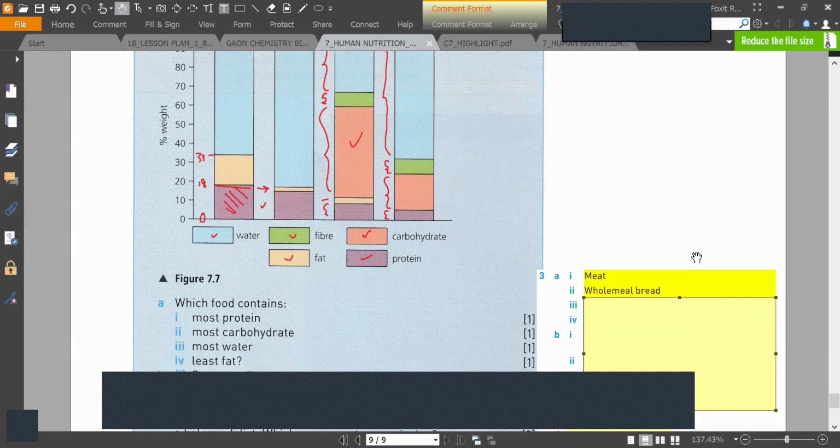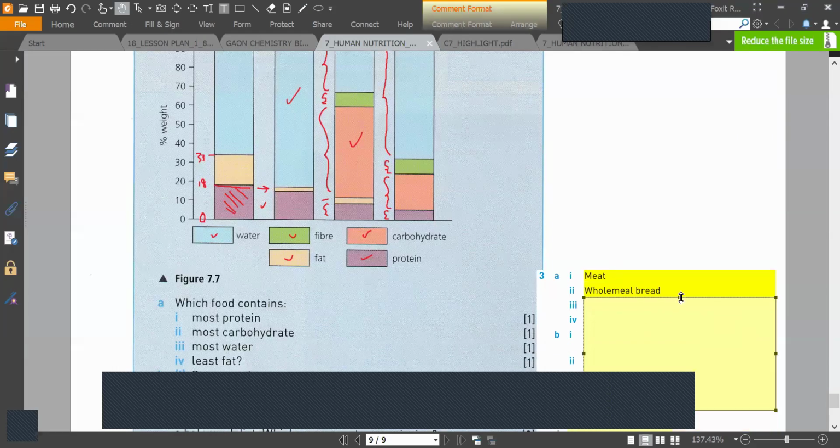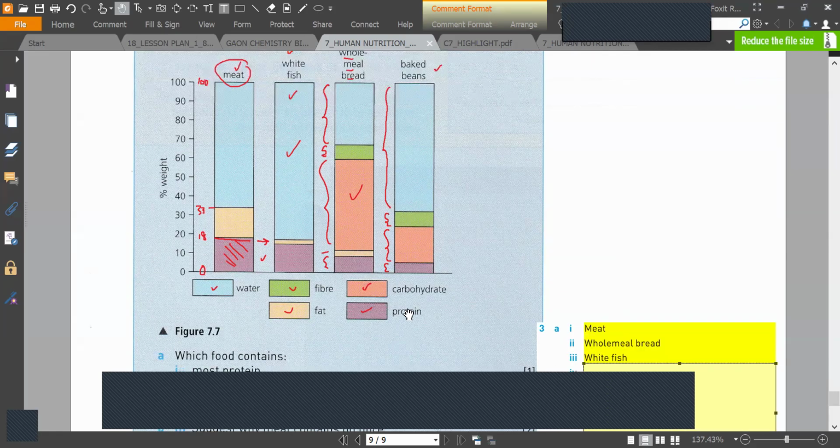Next, most water. The one that has the most water, we can see, is the whitefish. And then the one that has the least fat. Our answer should be baked beans, because we see it has zero fat. No fat there.